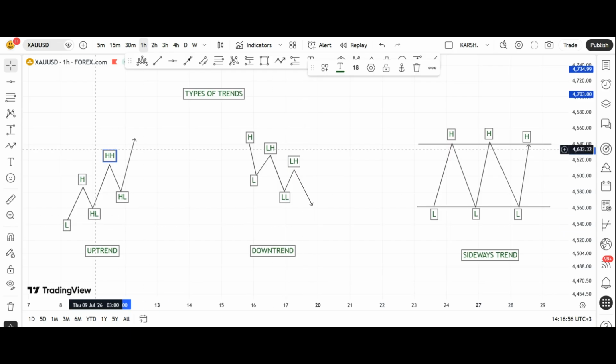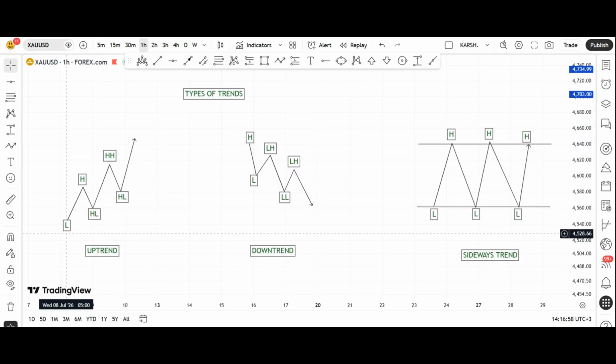This first drawing that you see here, with L, H, HL, HH, and HL, is the uptrend. In an uptrend, we have more buyers in control than sellers. We can also call it a bullish market, because we have more buyers controlling the market than sellers. That's why we call it an uptrend.